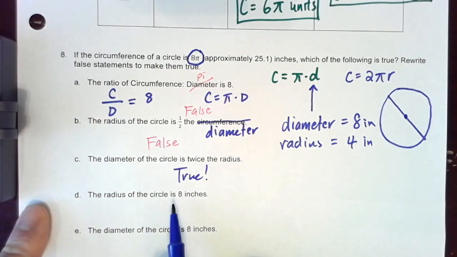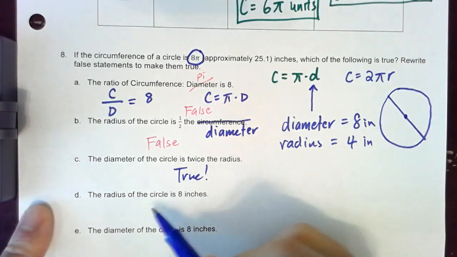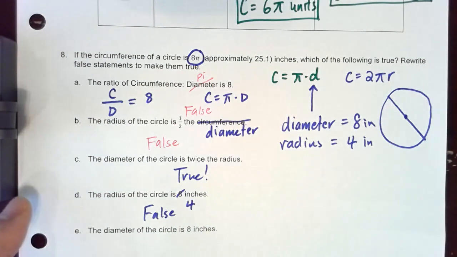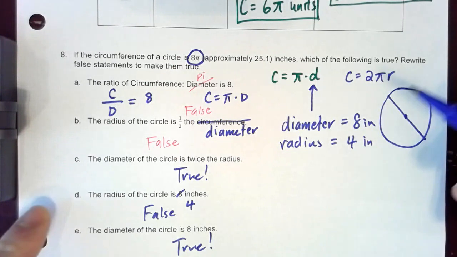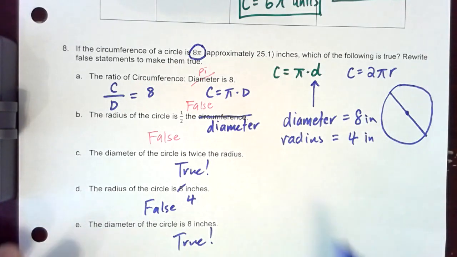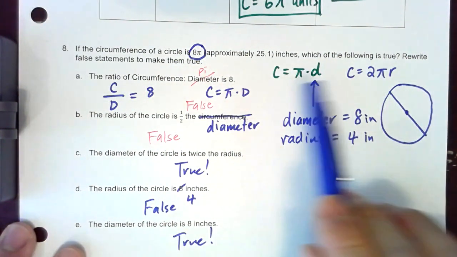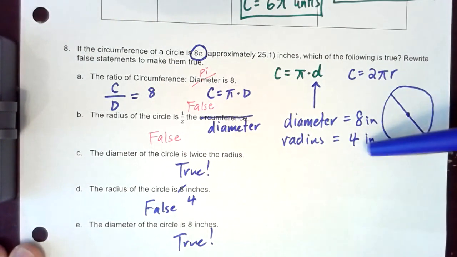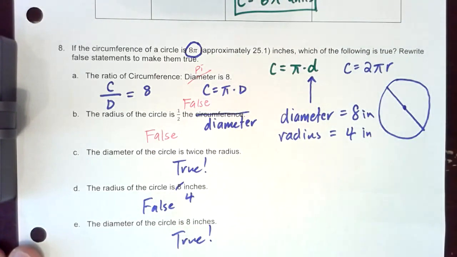The radius of the circle is 8. Well, according to our information, no, that's false. We said that the radius was 4 inches. The diameter of the circle is 8. We know that's true. So just for future reference, you definitely want to look at the given information, and whatever they give you, write down the two formulas for circumference, and then calculate the diameter and radius on the side before you answer the true and false.